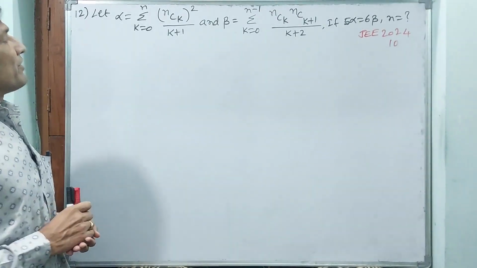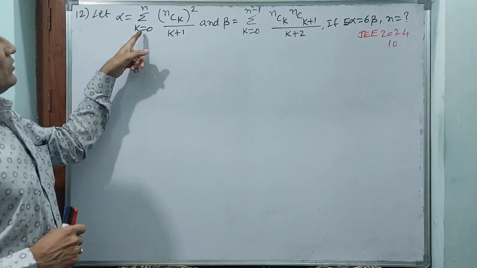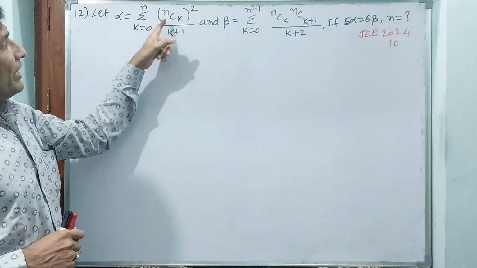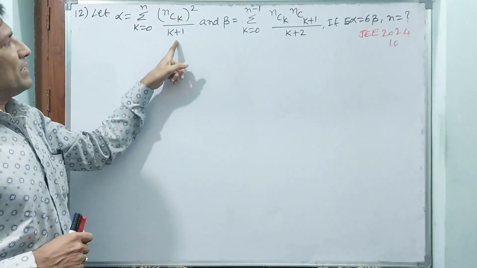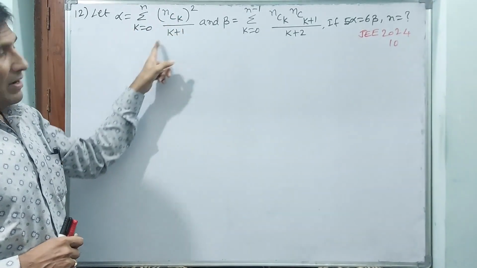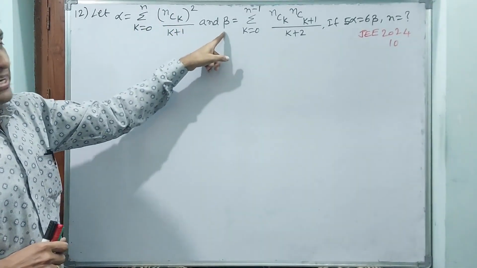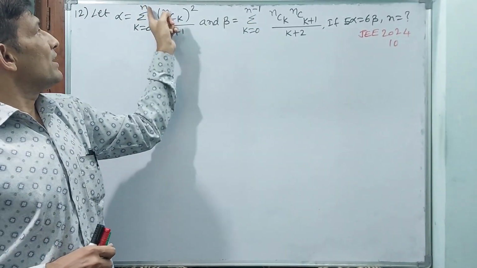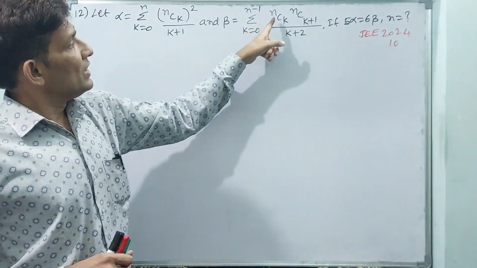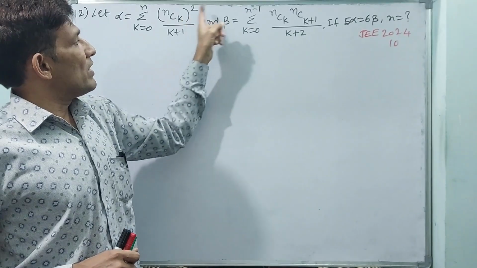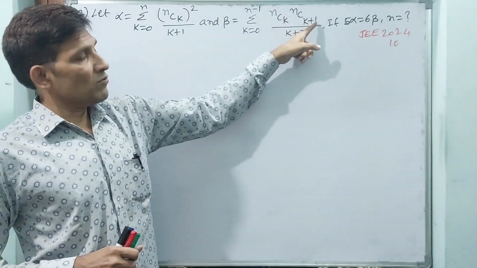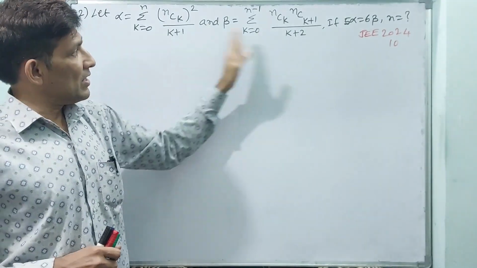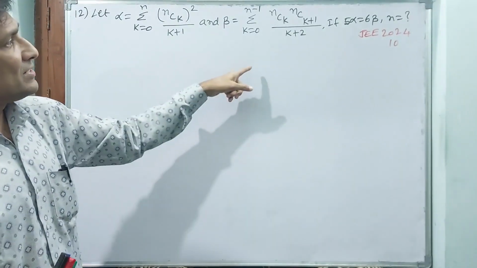Okay, see question number 12. Let alpha be equal to the summation, k from 0 to n, of (nCk) whole square by k plus 1. This is alpha. Beta is also a summation, but here k goes from 0 to n minus 1 only. Here up to n, here n minus 1. Here nCk square, but here nCk into nCk plus 1 by k plus 2. Here k plus 1. Okay, these are the alpha and beta values, and a relation is there.